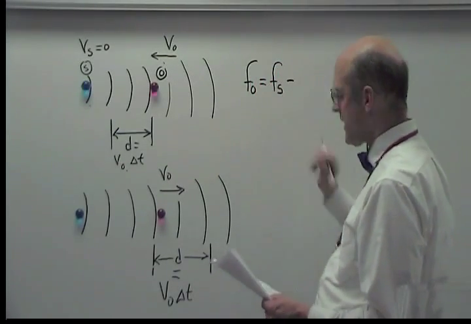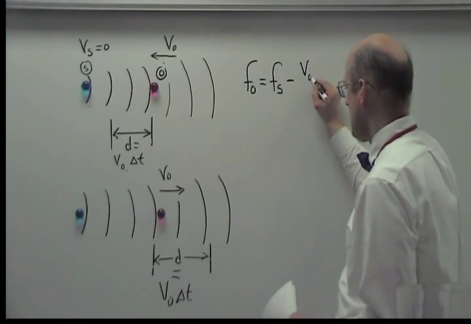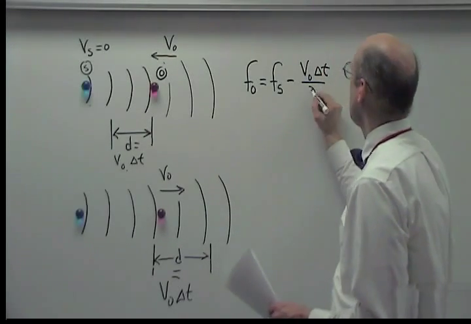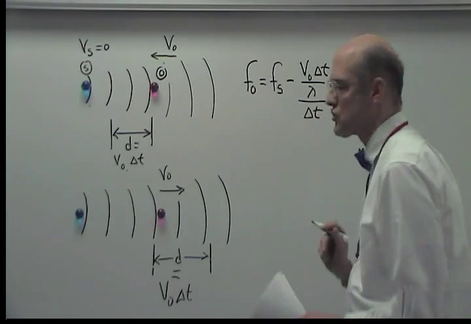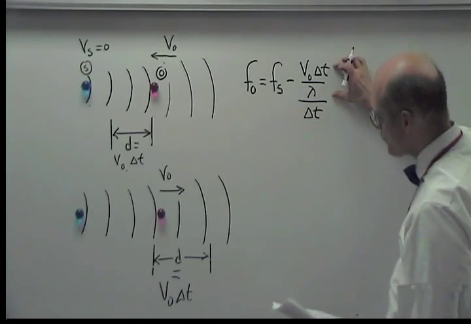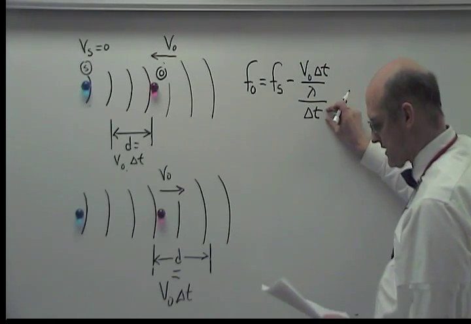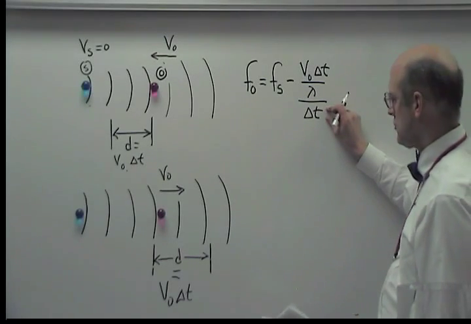So I'm going to take Fs and subtract from it this distance, which is Vo delta t, divided by the wavelength, divided by the time. So up here, this represents the missed number of wavelengths encountered, and this represents the time over which the encounter occurs.